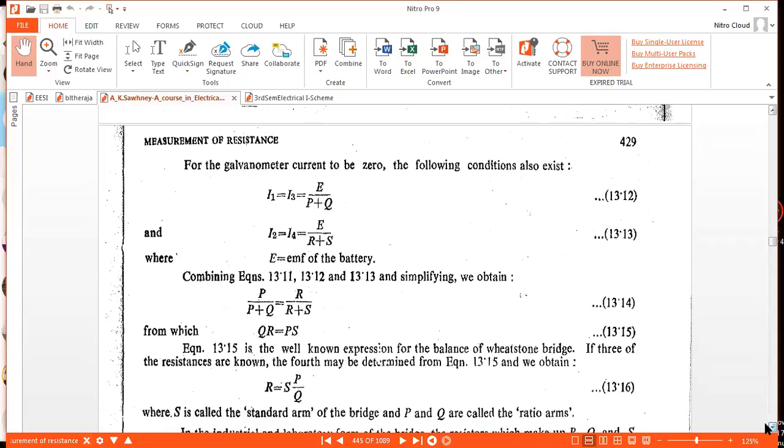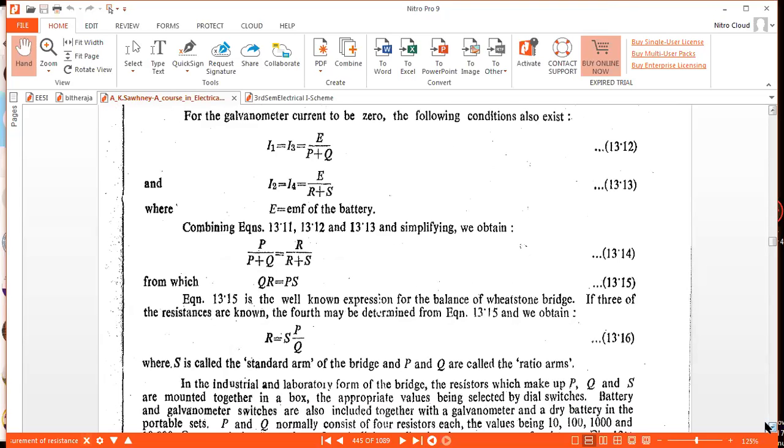So by simplifying, by combining the equations, we can write P upon P plus Q is equal to R upon R plus S. By again simplifying, we can say that QR is equal to PS, and the unknown resistance R is equal to S into P by Q. S is called the standard arm, and P and Q are called the ratio arms.